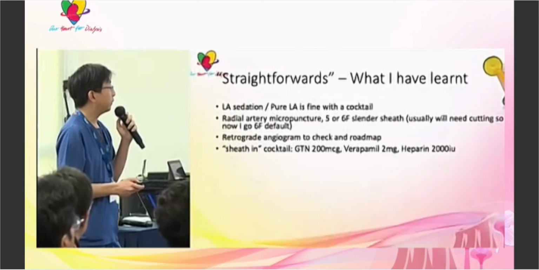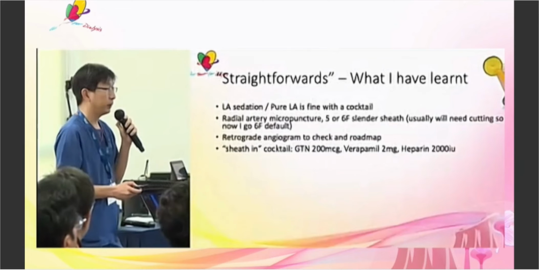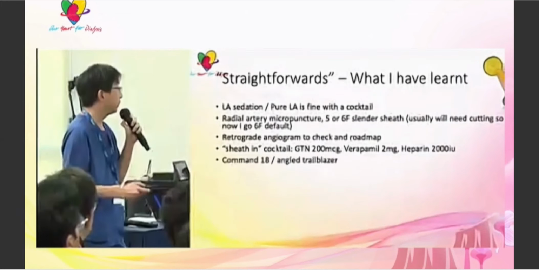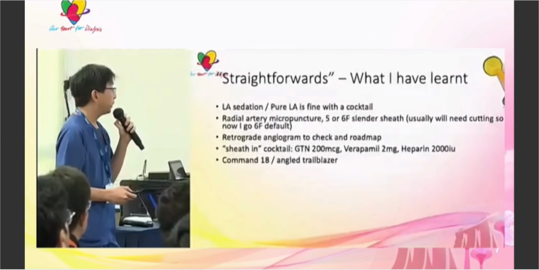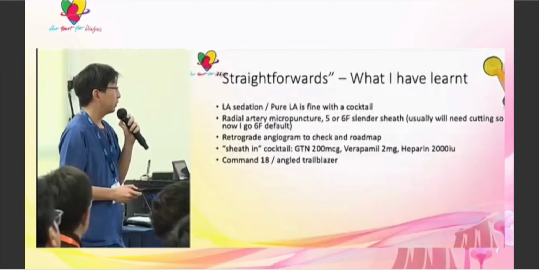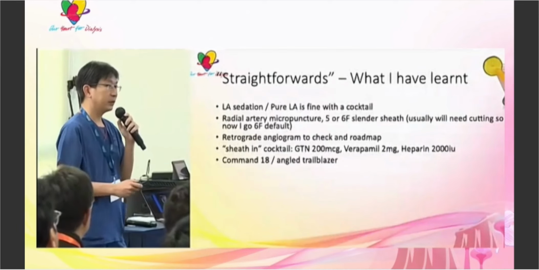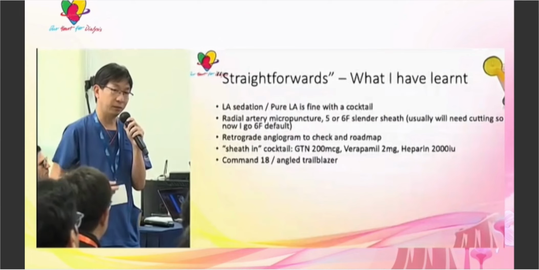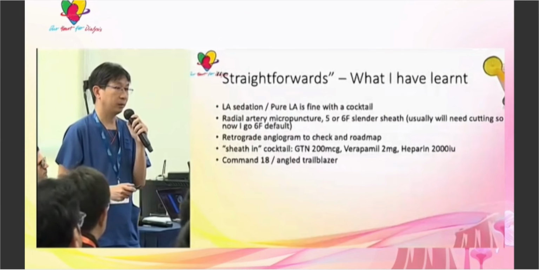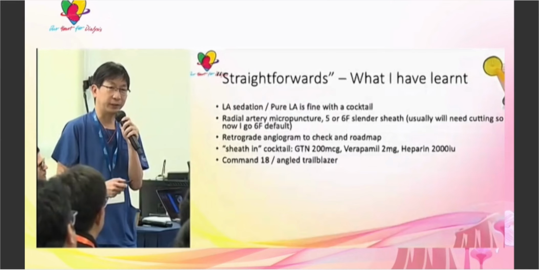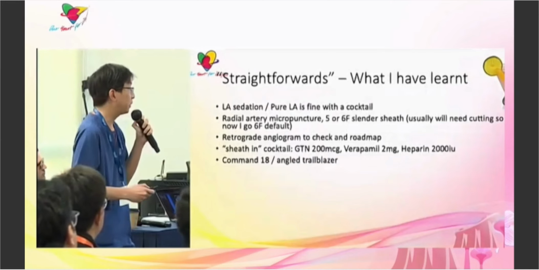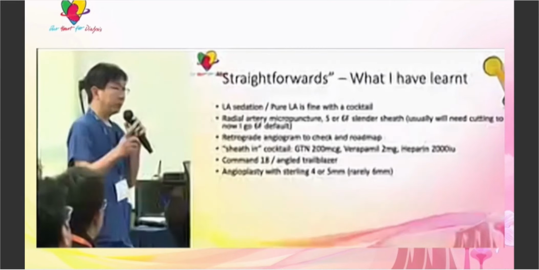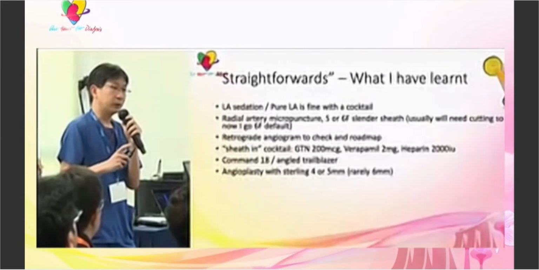The sheath-in cocktail, we use GTN, verapamil, and heparin. So it's all mixed up together in one syringe for ease of use. I tend to use a Command 18 and an Angle Trailblazer rather than a burr. One of my first cases, I think a lot of our patients have calcification, so the burr was actually catching on the calcium, and it occurred to me that it's quite hard to track in some patients and you can end up with dissections. I like the Command 18 because the wire is very gentle. The Angle Trailblazer, surprisingly, the angle is quite good, so it's almost as good as a burr.